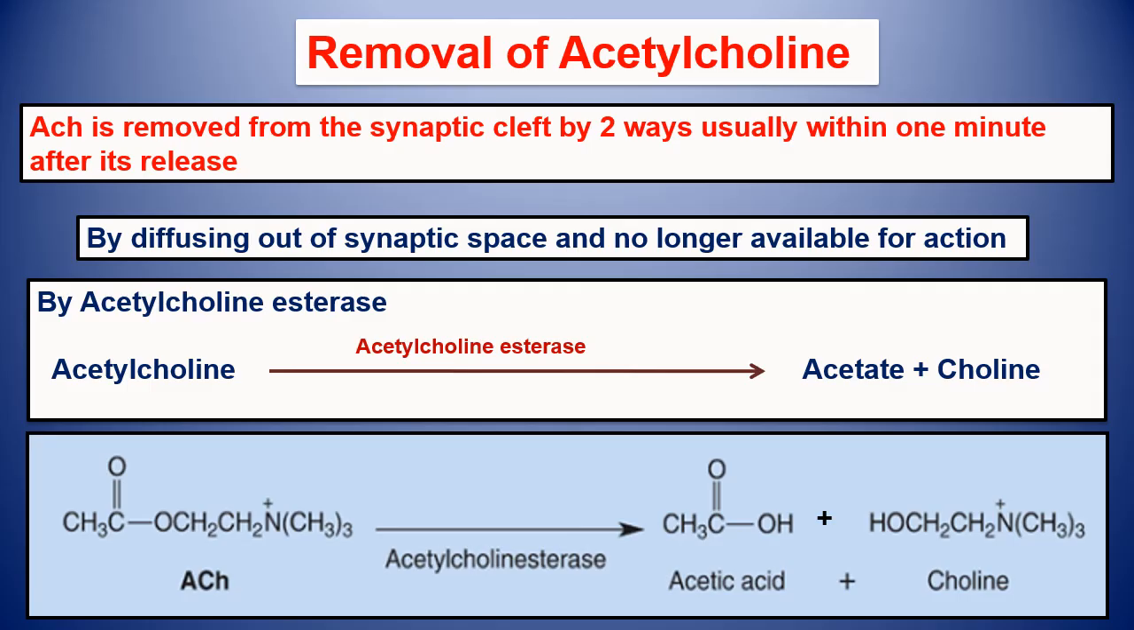Acetylcholine, after its release, either combines with its receptors or is removed from the synaptic space. It is usually removed in two ways. Either it is removed by diffusing out of the synaptic space, or it is removed by an enzyme called acetylcholinesterase. As we can see in the figure, in the presence of the enzyme, the acetylcholine molecule is split into acetate and choline. These two products are then transported to the presynaptic part via channels present on the membrane of the presynaptic terminal.